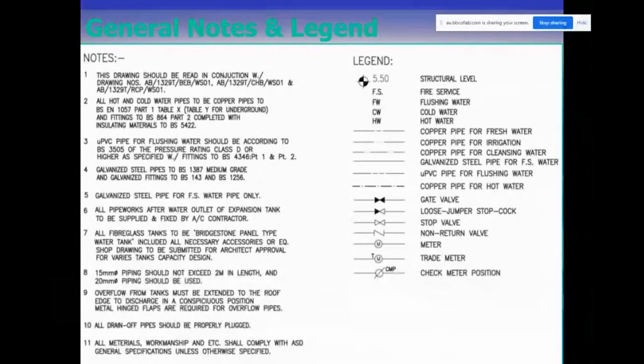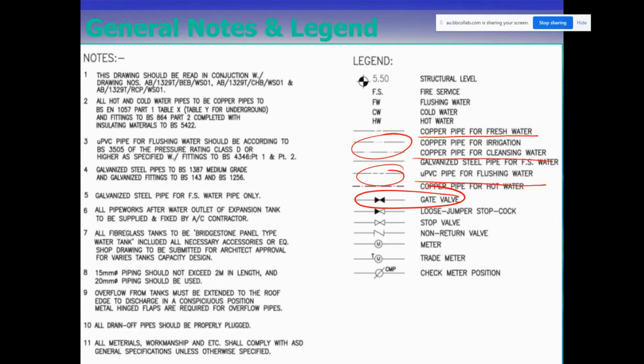Go back to these drawings. This is the general notes. Most of this legend and some of the notes are standard. Even if you get some standard drawings from WSD, they are similar. But you can modify them by yourself. You need to take care of some of the gate valves. What's the pipe? Copper pipe for fresh water, and for the other cleansing water, UPVC pipe for flushing water. There may be different line types. So that's why in AutoCAD you need to select different line types or different colors.